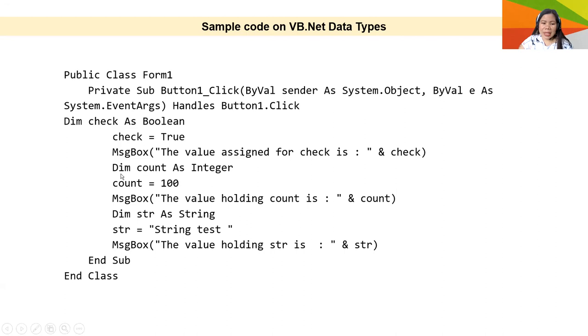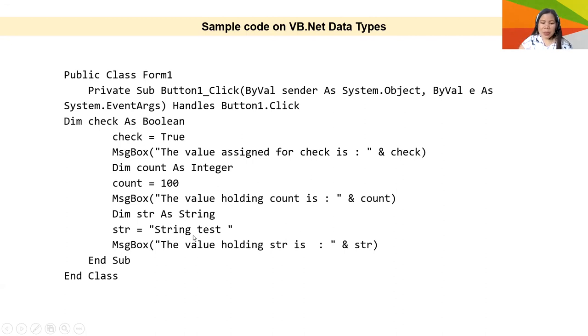Then we declare another variable, count, as Integer, and we assign a value to that count variable, which is 100. And 100 is an integer. After this first message box, another message box will appear with the message "The value holding count is". Whatever value we assigned for count will appear here. This text will be put together with the value assigned for count, that is 100.